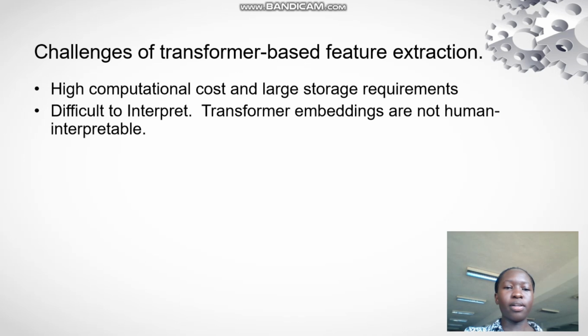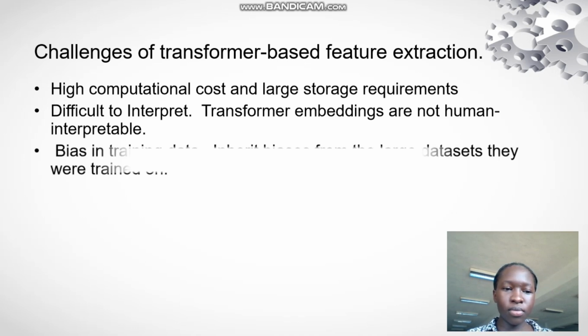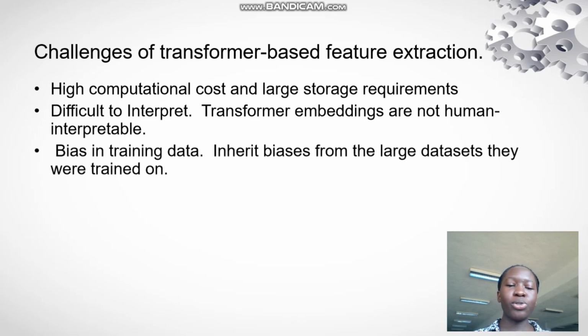And also the output of these transformer models is usually difficult for humans to interpret, because they are going to determine relationships within this data in many different ways, and therefore it may be hard for a human being to understand the concept if they have not focused on what's really happening. And then we have bias in training data.